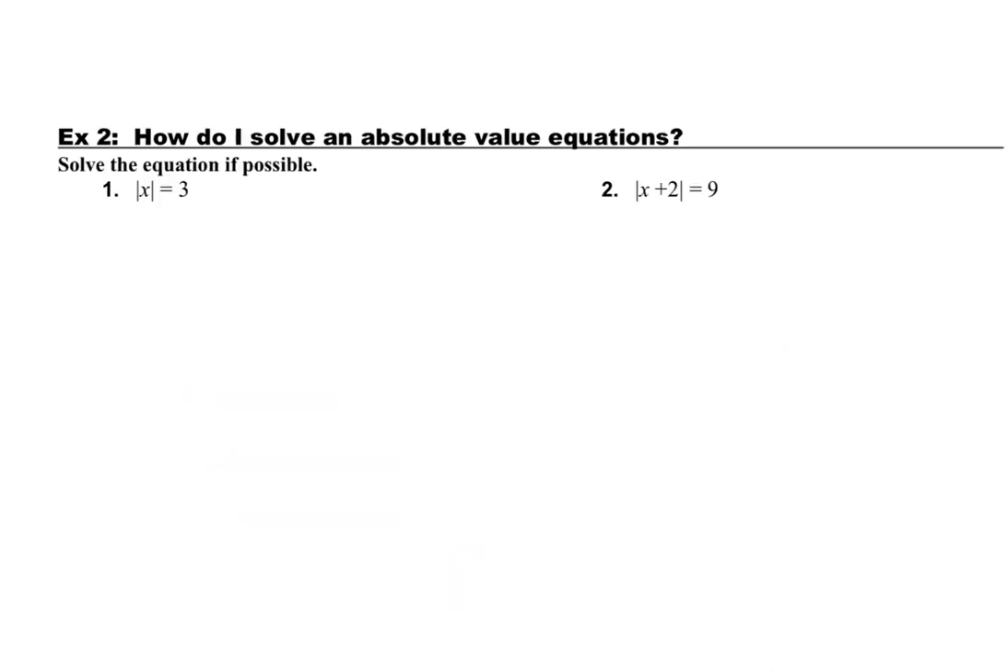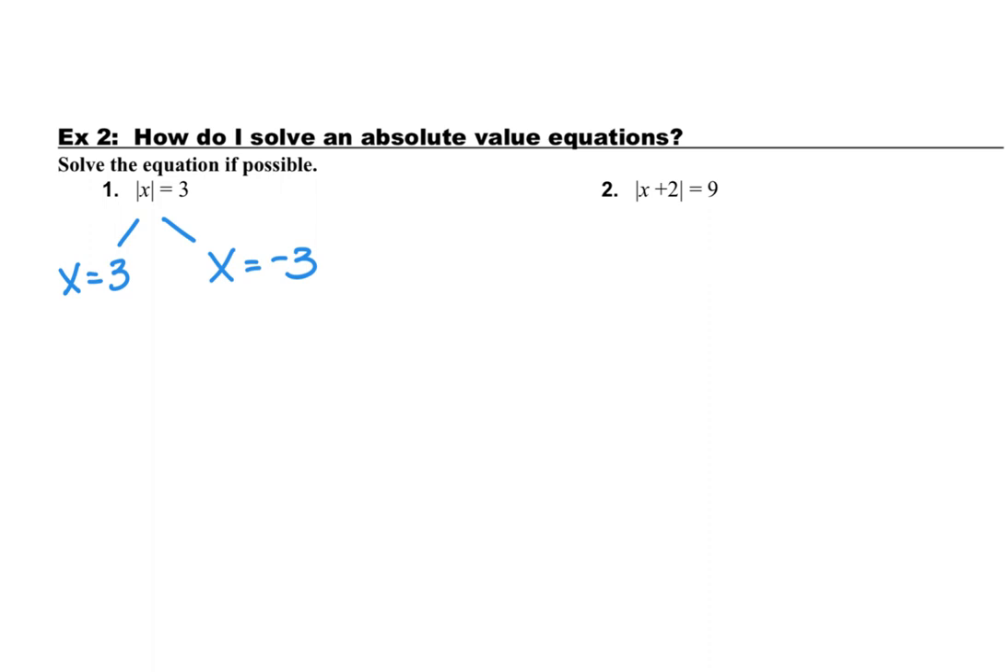How do I solve absolute value equations? We're going to solve the equation if possible. First of all, we're going to make this into 2 equations. Because we've got the absolute value of x equal to 3, we're going to remove those absolute value symbols and say x is equal to 3, and then we're also going to say that x is equal to -3.